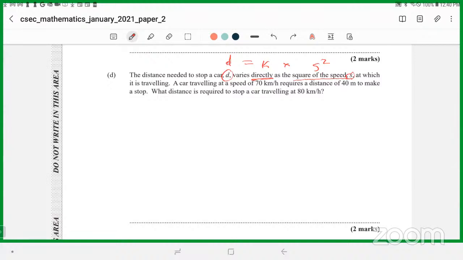It said a car traveling at a speed. Now, let's take this out and read the rest of the information. So establish that that's what the relationship is. It's a direct variation. The variables are D and the square of the speed S. So that statement means that D is equal to K times the speed squared.